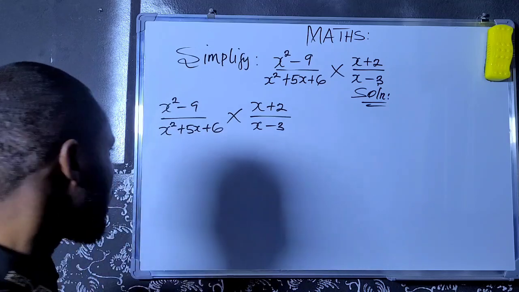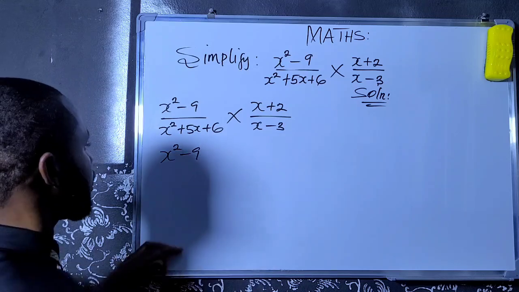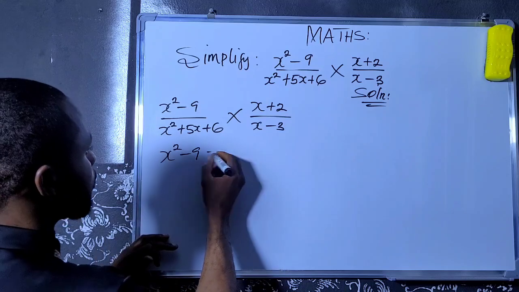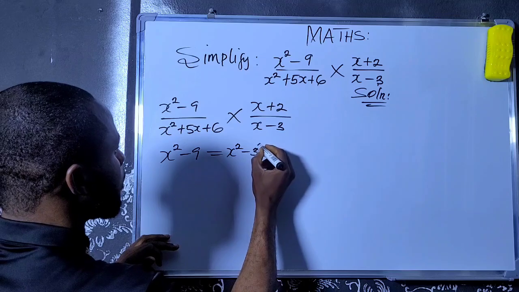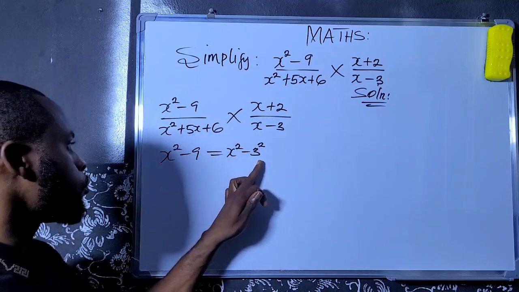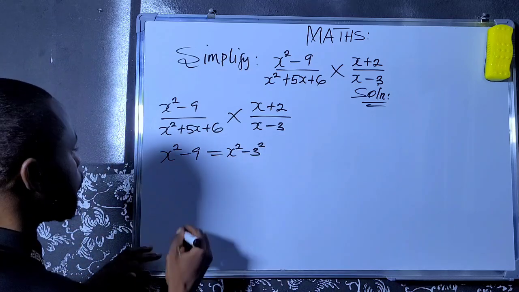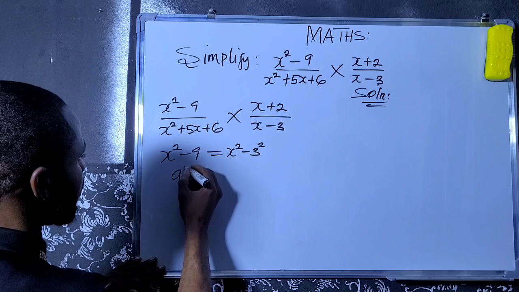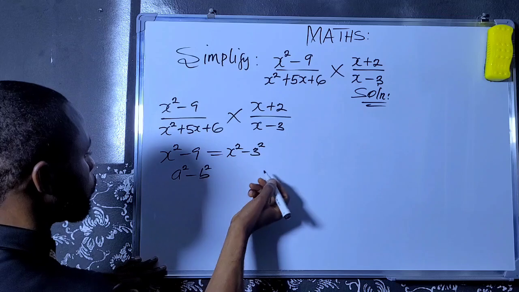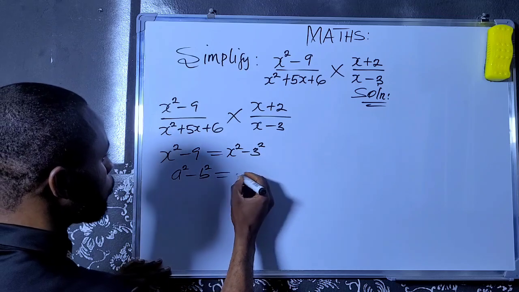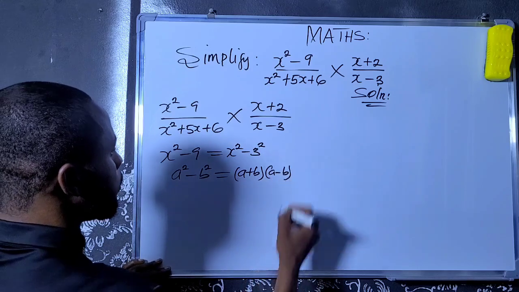In the numerator, we have x to the power of 2 minus 9. This can also be expressed as x to the power of 2 minus 3 to the power of 2. 3 to the power of 2 gives us 9. Then here, we are going to apply difference of two squares. Recall that if you have a to the power of 2 minus b to the power of 2, this is equivalent to a plus b into a minus b.